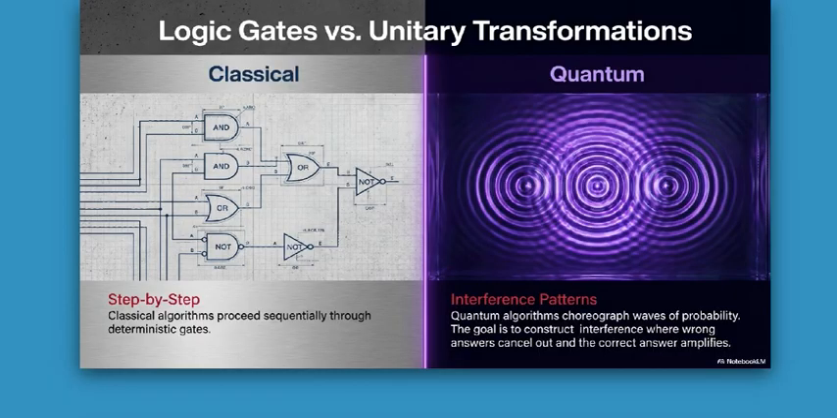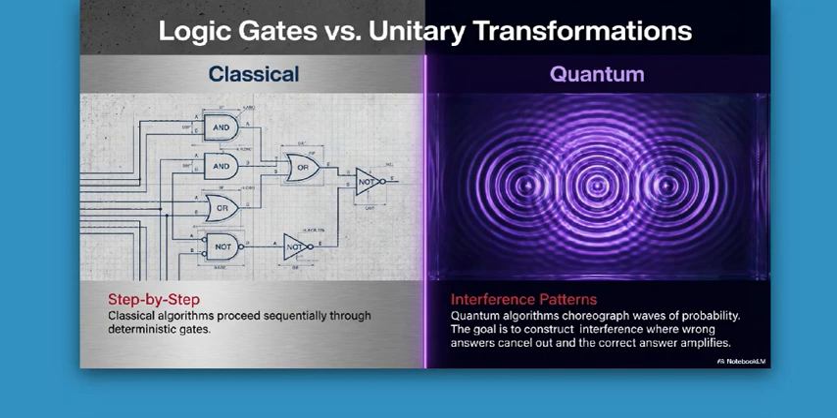Exactly like noise-canceling headphones. Oh, that makes total sense. But at the exact same time, you want the wave representing the correct answer to constructively amplify. So you aren't hunting for the answer line by line. No. You are manipulating the entire probability landscape so that the right answer loudly reveals itself when you finally measure it and collapse the wave. That is so incredibly abstract compared to 1 + 1 = 2.